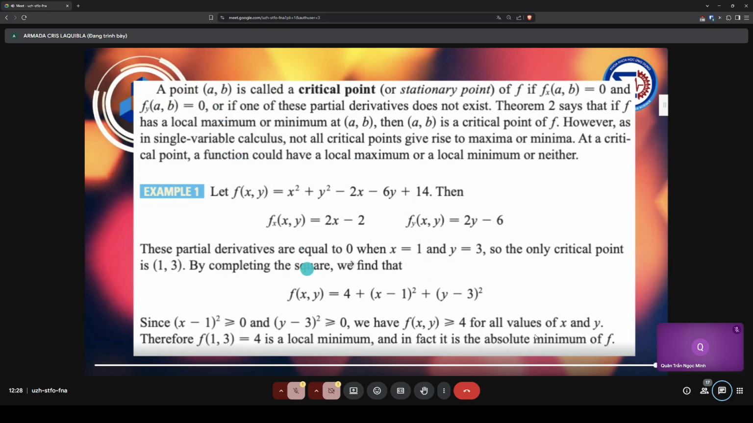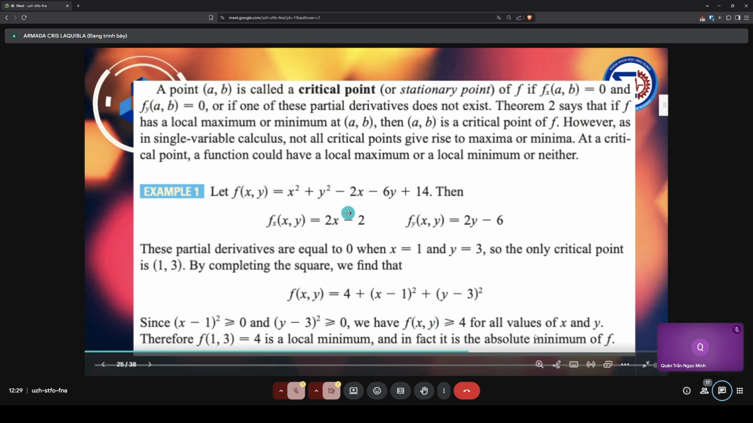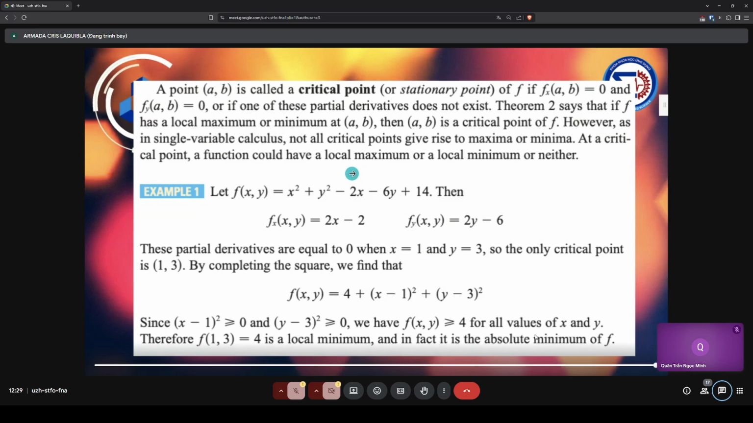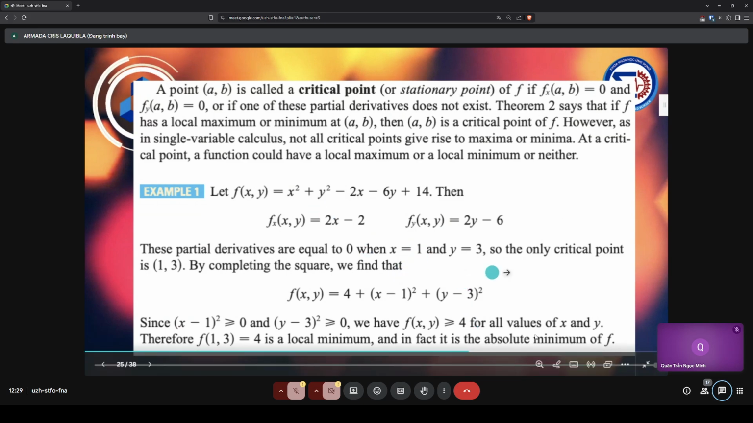For that, if we can get a point (a, b), and if your fx is 0 and fy is 0, then that is a critical point. So actually we are showing that this point (a, b) must be a critical point. And we have there 1 for the x, now for the y.